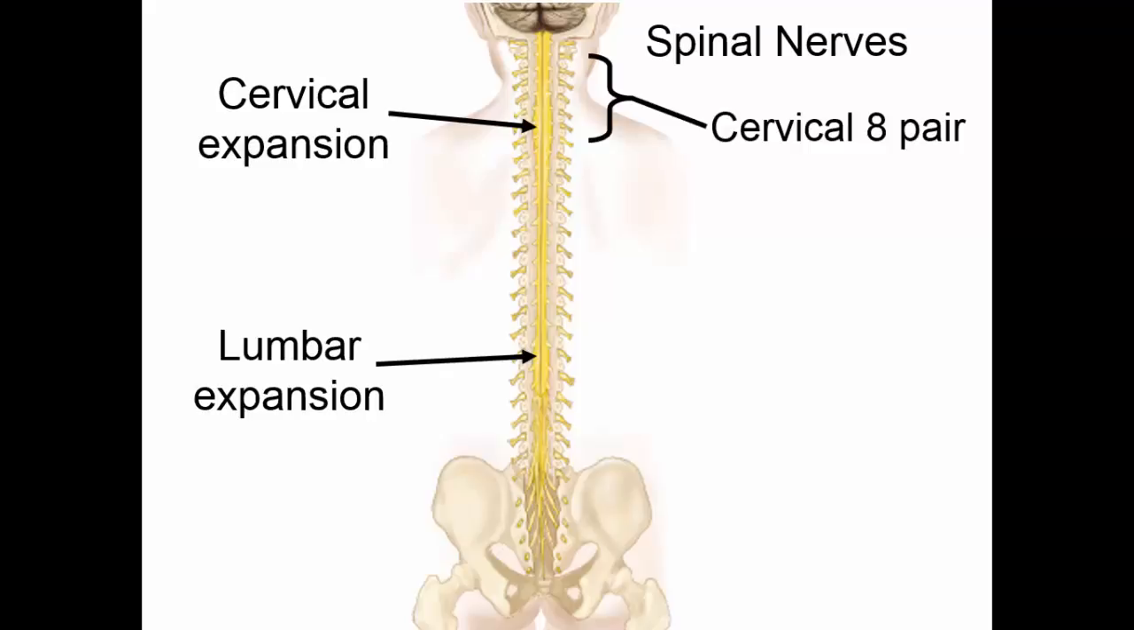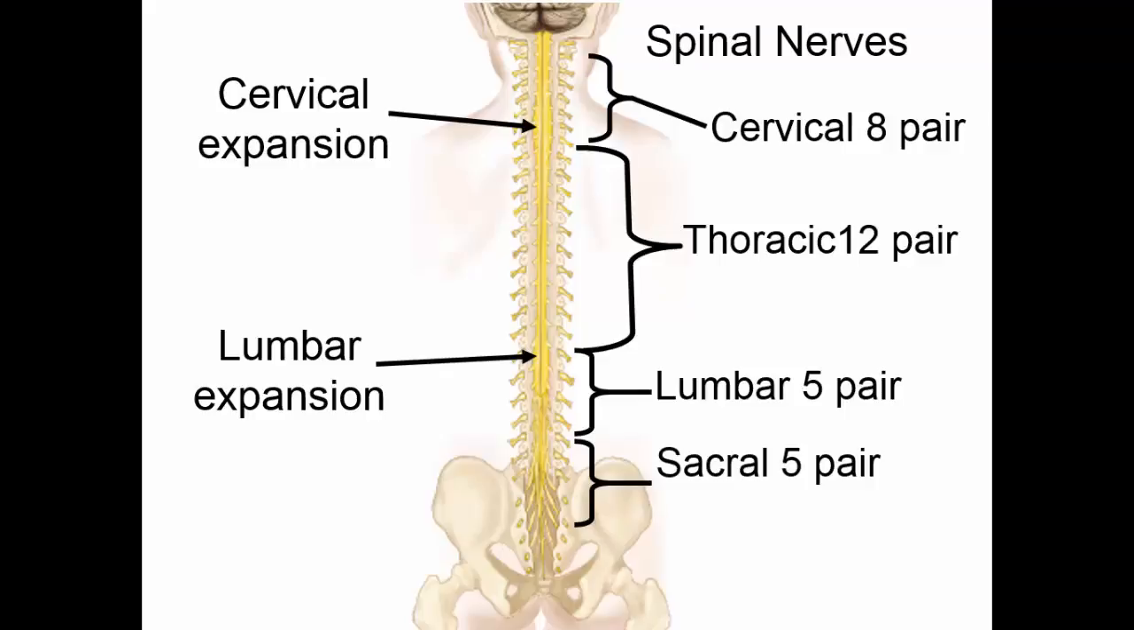So we have 8 cervical spinal nerves, 12 thoracic, 5 lumbar, 5 come out of the sacrum, and 1 comes down off of the coccyx, so that's 1 coccygeal nerve. While there are only 7 cervical vertebrae, there are 8 cervical nerves. The first cervical nerve comes off over the first cervical vertebra, between the cervical vertebra and the occipital bone.